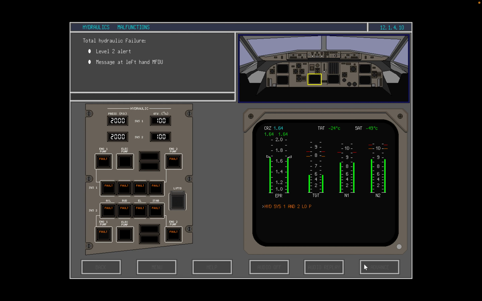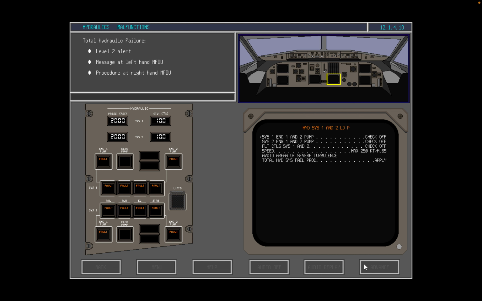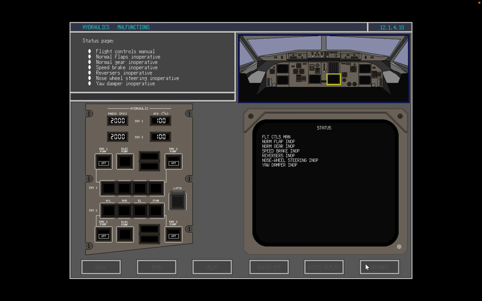A complete hydraulic failure causes a Level 2 alert and a hydraulic system 1 and 2 low pressure alert at the left MFDU. The associated procedure, together with speed limitations and the message to avoid areas of turbulence, appear on the right MFDU. Local fault lights appear in all system engine pump push buttons. Follow the procedure on the MFDU and select these pumps off. Hydraulic systems 1 and 2 are now inoperative.